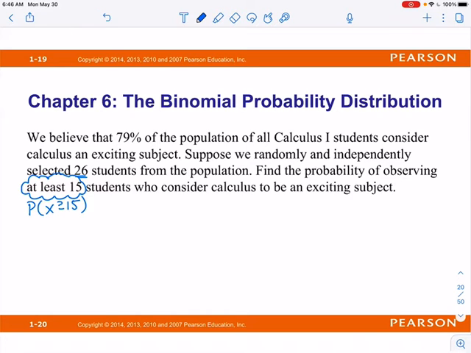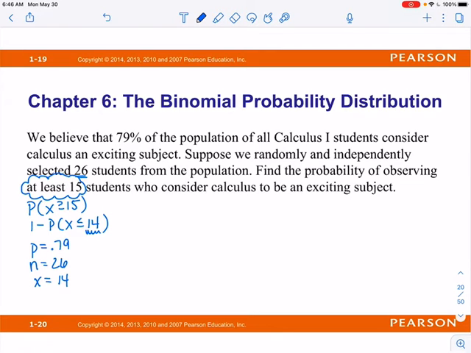So now I need to change this into something that's going to be less than or equal to, so we'll do the complement. So what we're going to really find here is 1 minus the probability that X is less than or equal to 14. So we'll get rid of everything 14 and under, and that will leave us with 15 and above. So this is a straight calculator question now. So again, our probability here is 0.79, our N is the 26, and X is 14.